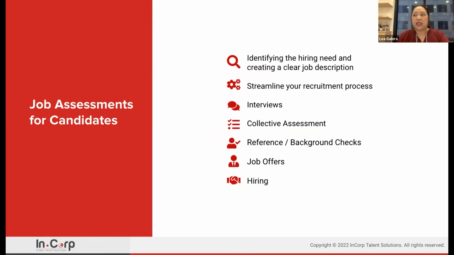So the first one is identifying the hiring need and creating a clear job description. What does it mean exactly? So before you actually can start sourcing for your candidates, and I think Paul mentioned a bit of this as well in his presentation, we actually would need to be able to identify first what do we need for the company. So, via doing job evaluation and analysis, an employer can strategically pinpoint the skills and the level and the experience that they would need to be able to create this specific job description.